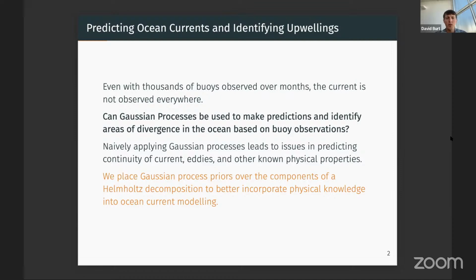So in our work, what we did was we placed a Gaussian process prior directly over the components of a Helmholtz decomposition to better incorporate physical knowledge of how fluids behave into ocean current modeling.